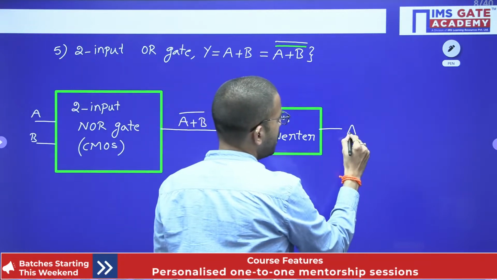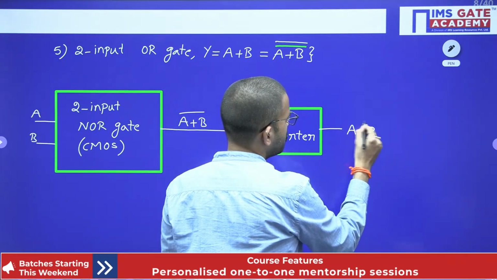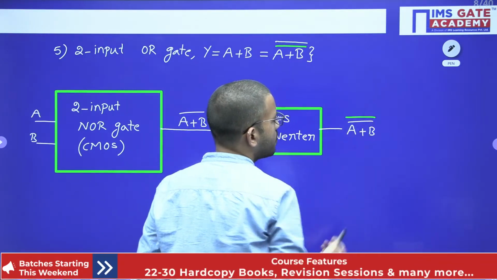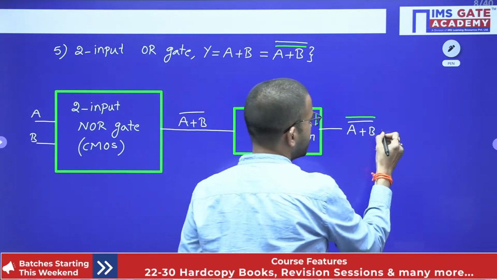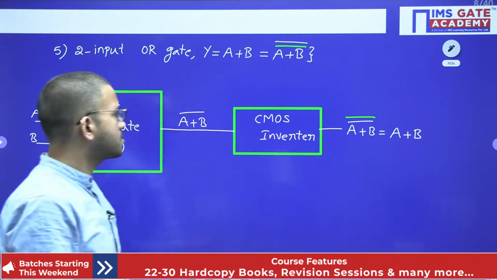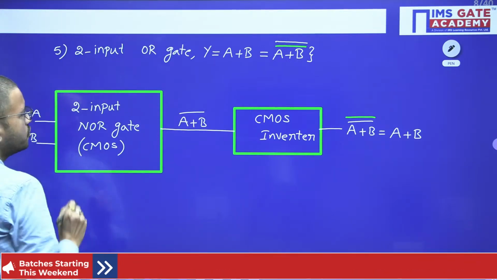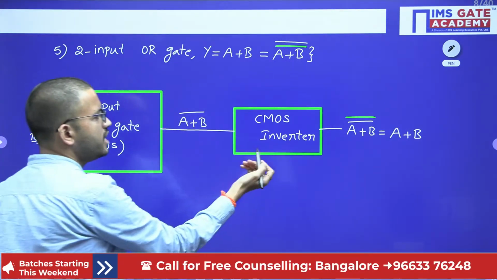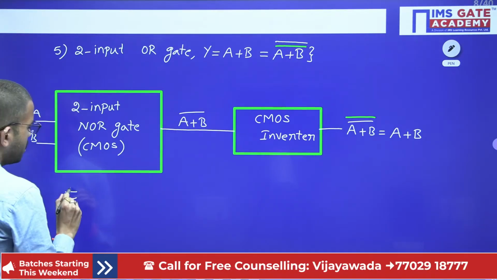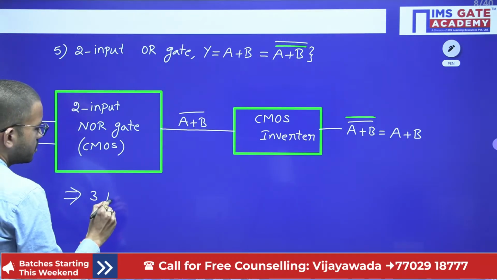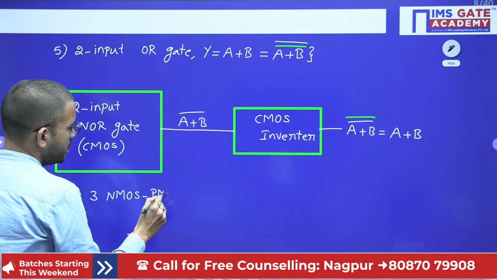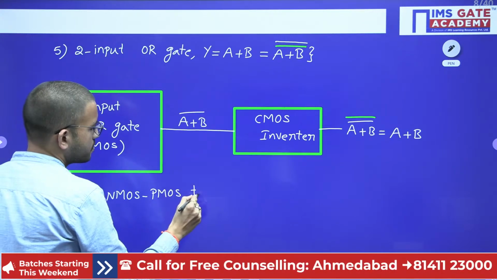So A plus B whole bar is at the input side, and now you will get one more complement. Both the complements cancel each other, so you will get the normal function A plus B. Here we require two NMOS PMOS transistor pairs, and here we require one NMOS PMOS transistor pair. So together we require three NMOS PMOS transistor pairs.